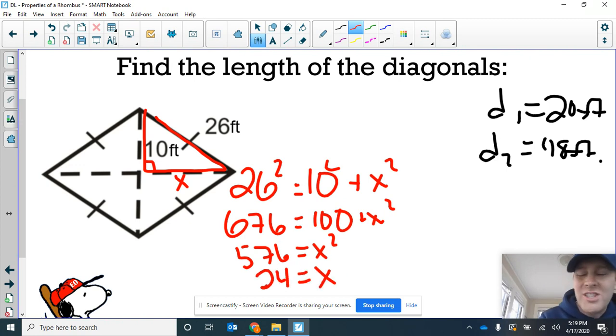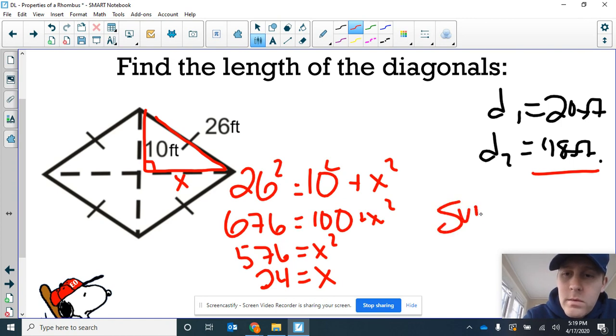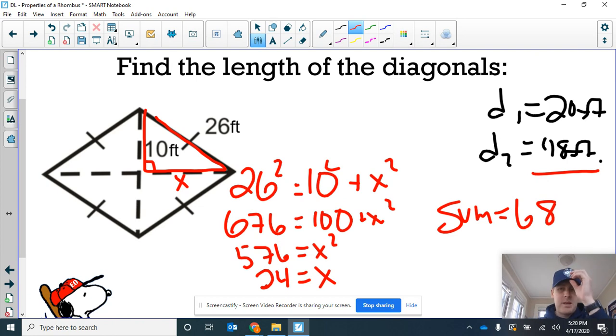But again, 24 is just half of the diagonal, just part of it. We have to multiply that by 2 to get the entire thing, which means our second diagonal is going to be 48. Now, on your Google form, I would ask you what the sum of the two diagonals is, which means let's add these two numbers together, and our sum would be 68. Again, that's just a formality because of that Google form.